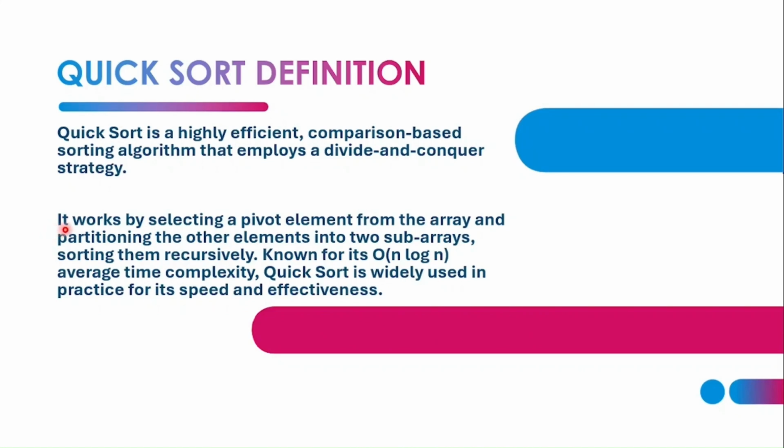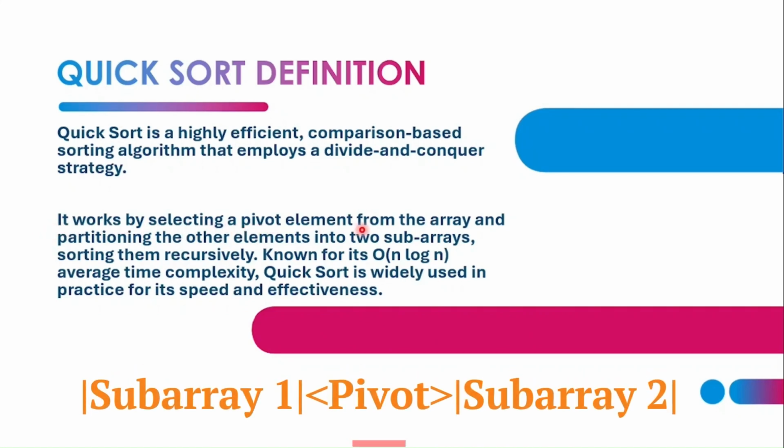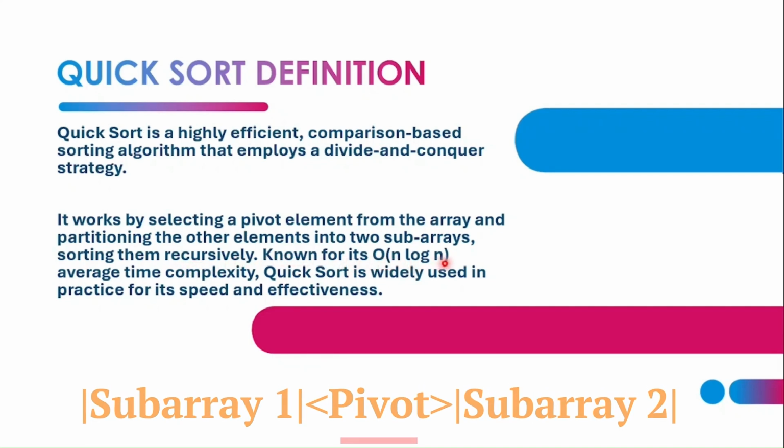Here is the working. It works by selecting a pivot element from the array and partitioning the other elements into two sub-arrays. Suppose a pivot has been taken, and around that pivot, on the left side and right side, two sub-arrays would be gathered, sorting them recursively. It is a recursion-based sorting algorithm. It has an average time complexity of big O of n log n.